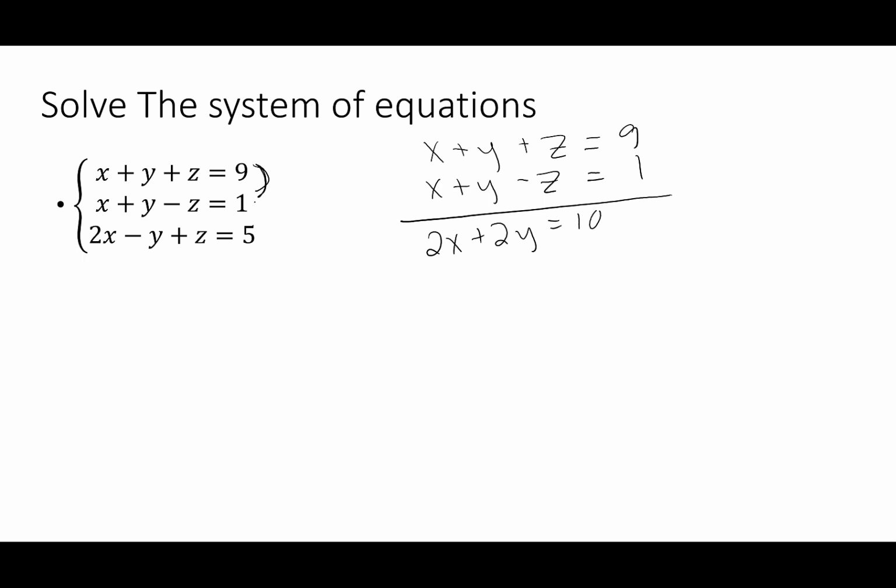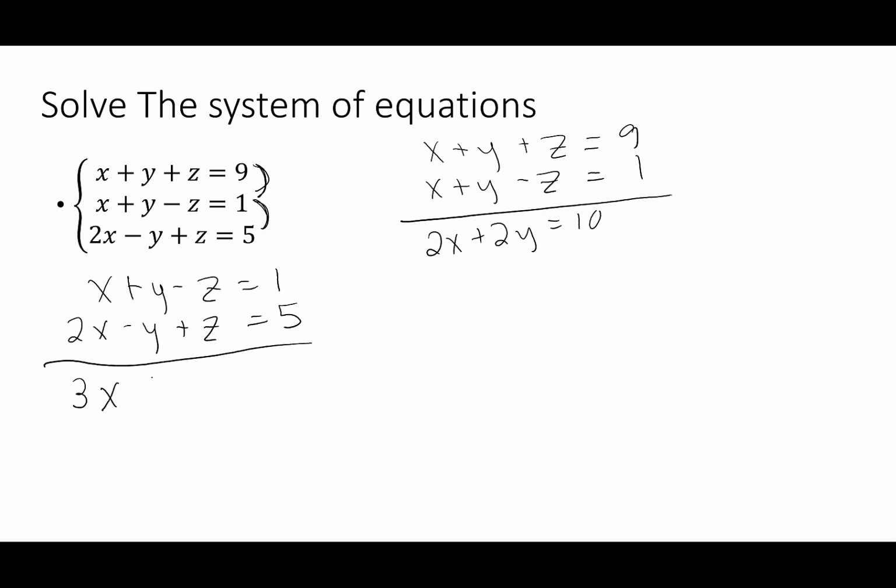I'm going to do that again. I'll add these two. I have x plus y minus z is 1. I have 2x minus y plus z is 5. When I add, x and 2x is 3x. Y minus y disappears, which is great. Negative z and z also disappears. Awesome. 1 and 5 is 6. That says x is equal to 2. X is equal to 2, so I plug it into this 2x plus 2y is 10. So 2 times 2 plus 2 times y is 10.